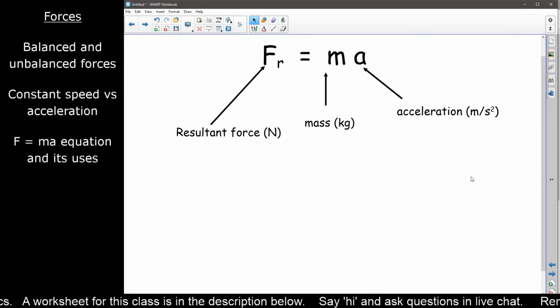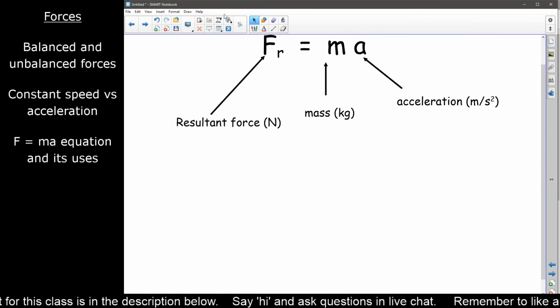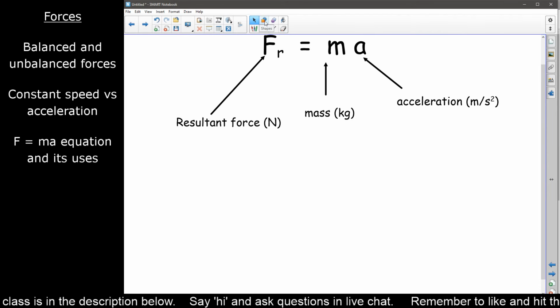Okay, so what do we do with this? What we do with this is we apply this to situations, and we're going to try and find resultant forces, and we're going to find acceleration, and we're going to find mass.